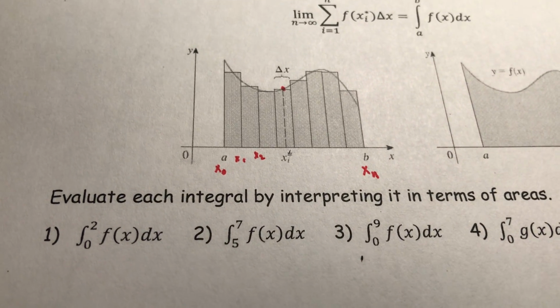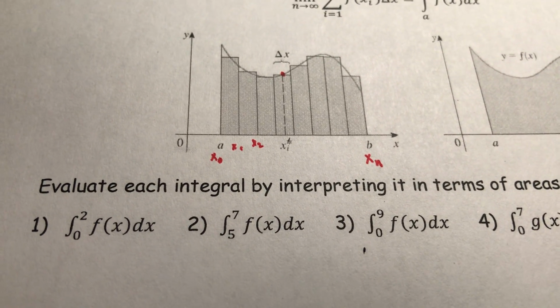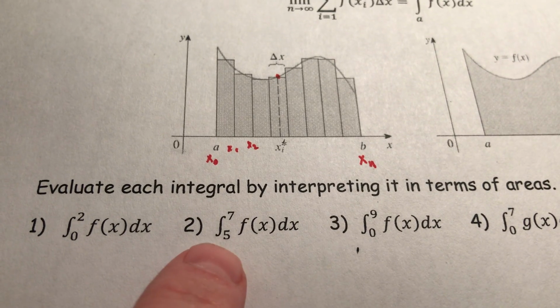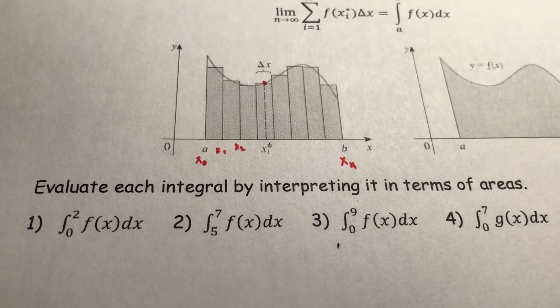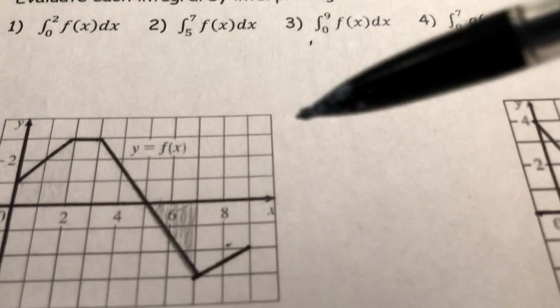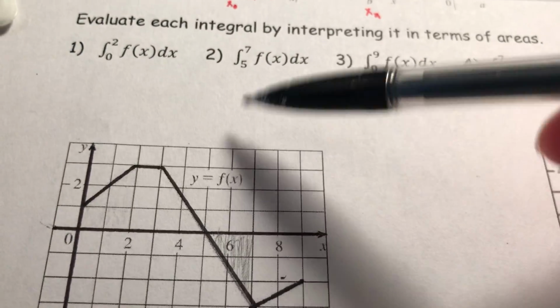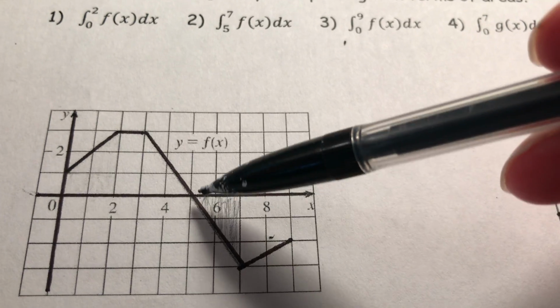This is section 5.2, number 2. This is the integral. You would read that from 5 to 7 of f of x dx. And what I did was I came over here. This is f of x, and I'm supposed to find the integral.